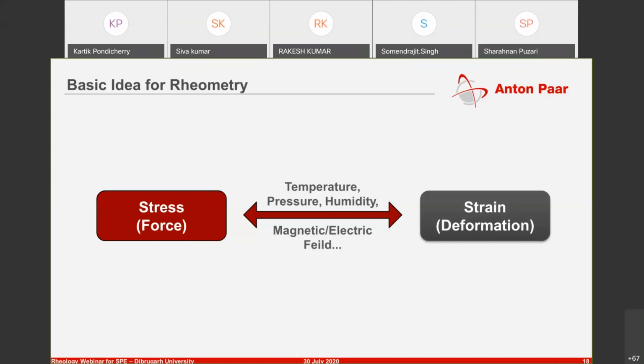And if you're able to get these two precisely, the rest of the parameters in the periphery, like the temperature, or you can have the electric or magnetic field, or humidity or pressure, they are in the periphery. You are going to observe the influence of these parameters on the rheological behavior. But in principle, what you're looking at is basically the stress and the strain. So your measurements need to be very accurate as far as your stress and strain are concerned.